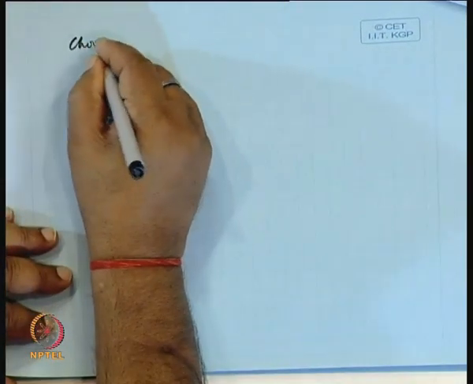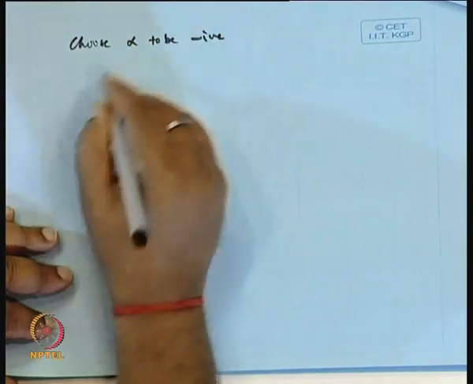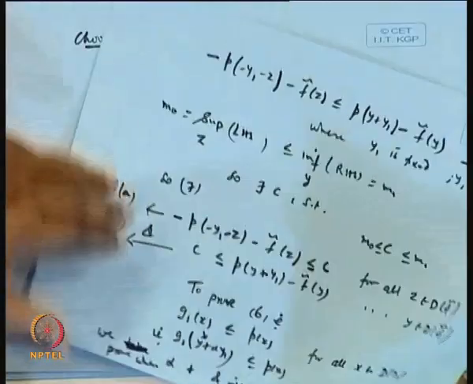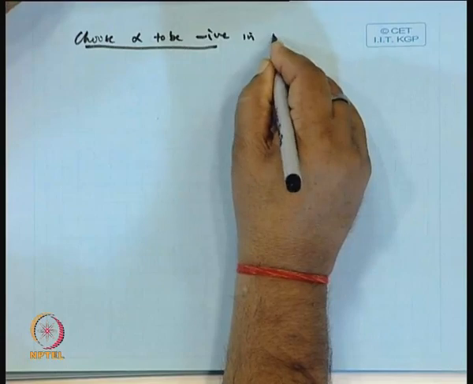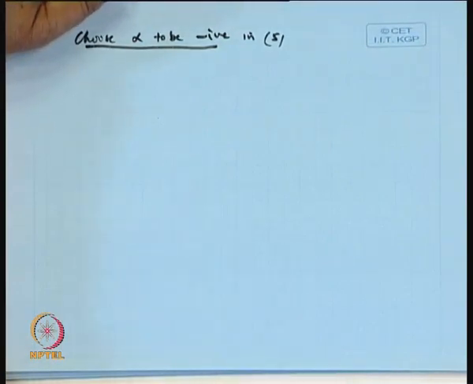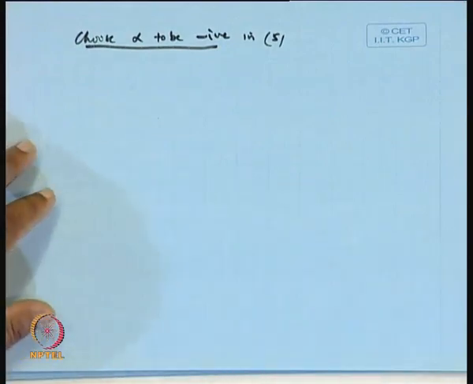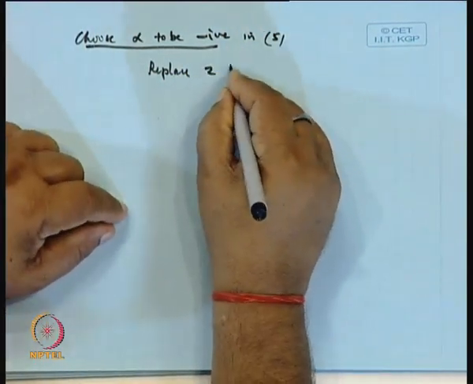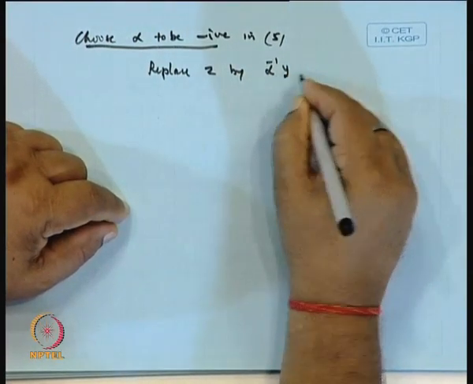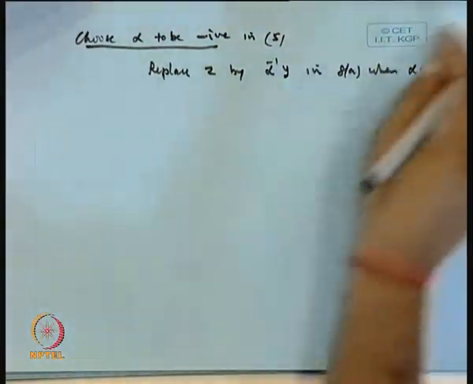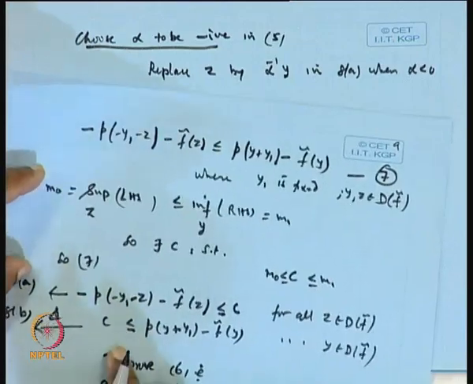So let us take this. First, alpha is positive or negative. So choose alpha to be negative. Take alpha to be negative in 5. So we wanted to prove this result when alpha is negative. Let us replace z by alpha inverse y in 8a when alpha is negative. So we get from here, 8a is this expression, and here we can replace z by this.